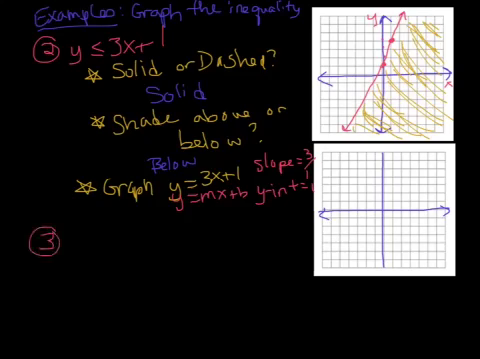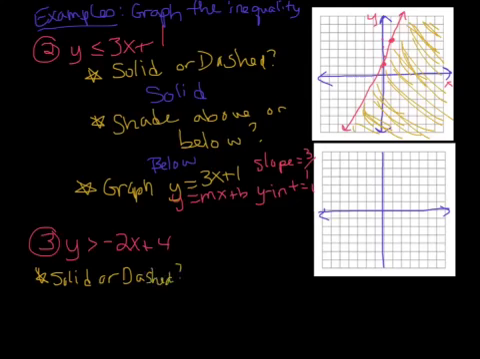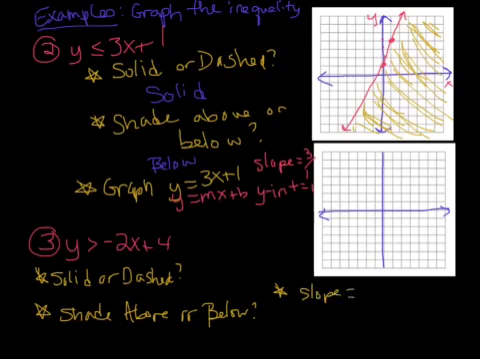So go ahead and take a look at this next one. I want you to start by figuring out a few things. So I want you to figure out if it's solid or dashed. I want you to figure out if you're going to shade above or below. And I also want you to figure out when you graph it, what is your slope? What is your y-intercept? If you think you're good with all those things, give it a try. You can pause and do as much as you can.